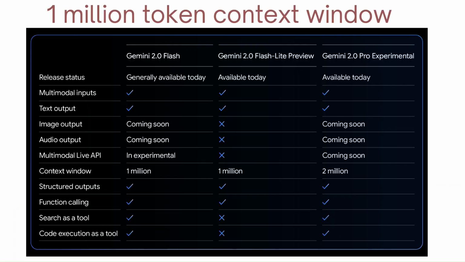Okay, so if you look at it, 1 million tokens is a general norm. So Gemini 2.0 is generally available. That's what the CTO said to everyone. And the context window is 1 million, and Gemini 2.0 Flash context window is 1 million. And Gemini 2.0 Pro experimental is gonna come with 2 million.